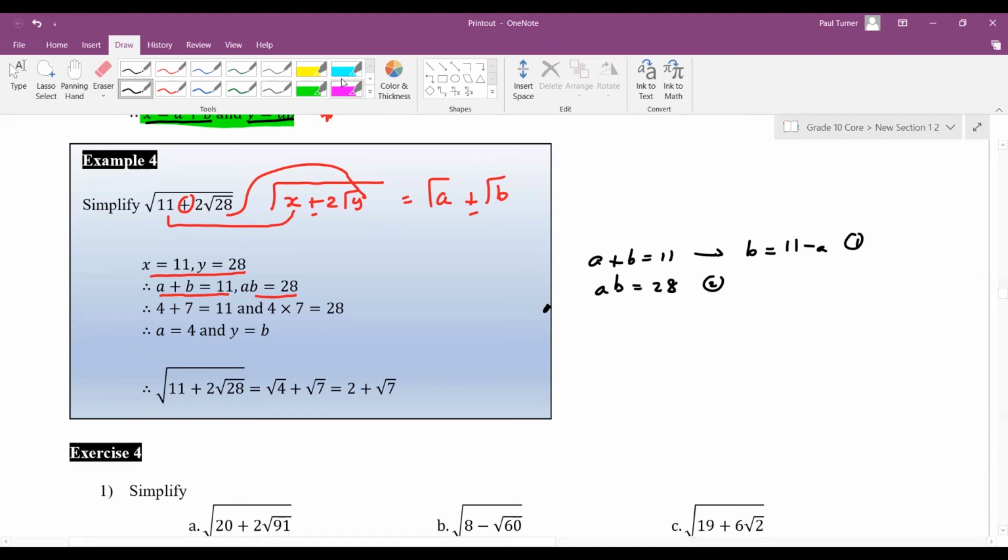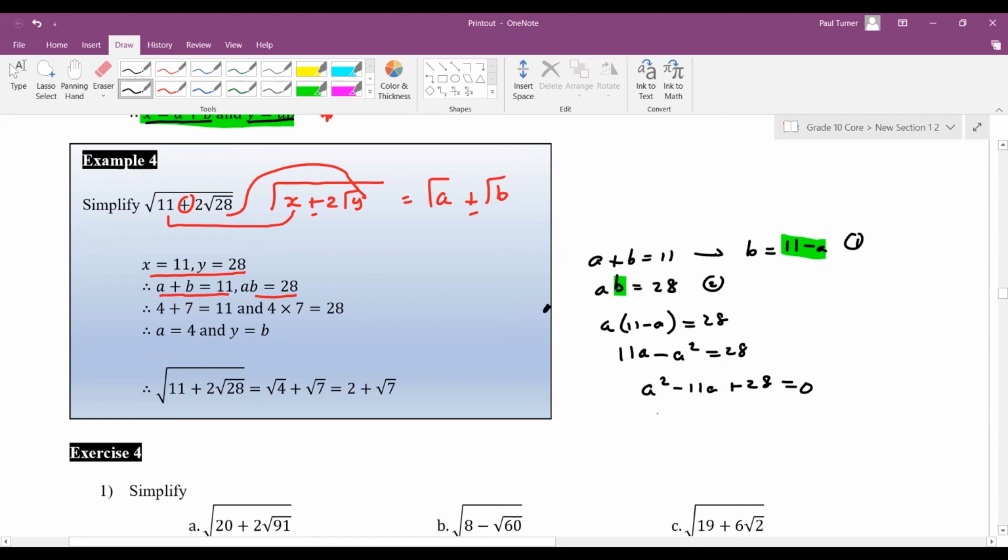So then I'll put this number into here. So you'll end up with a(11 minus a) equals 28. So you get 11a minus a squared equals 28. I want to make this a quadratic, don't I? So I'll make it a squared minus 11a, put it to the other side, plus 28 equals 0.